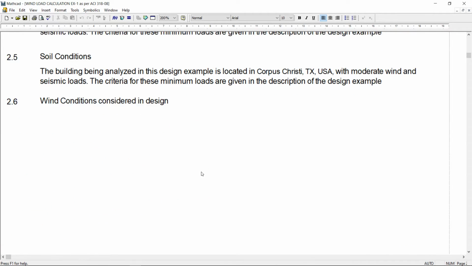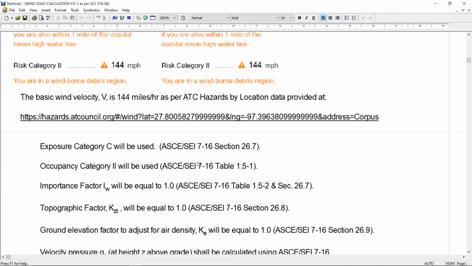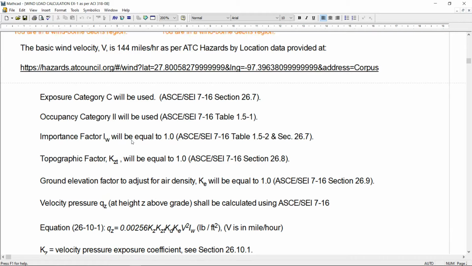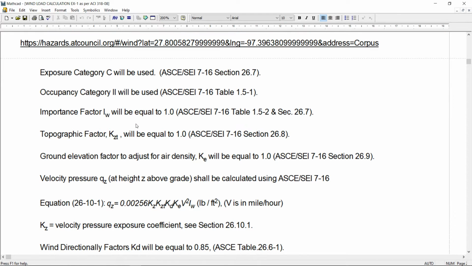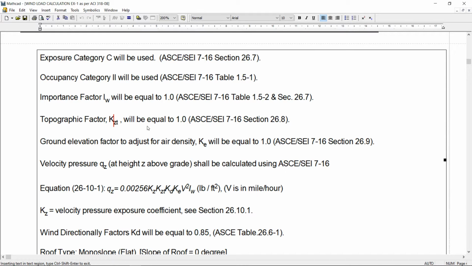Wind condition, the same thing I have copied over here to prepare my report. And here is the summary of wind load conditions. The exposure category is C. And now I am giving the references also, that this is ASCE 7-16, section 26. Risk category 2, importance factor is 1. KZT is equal to 1.